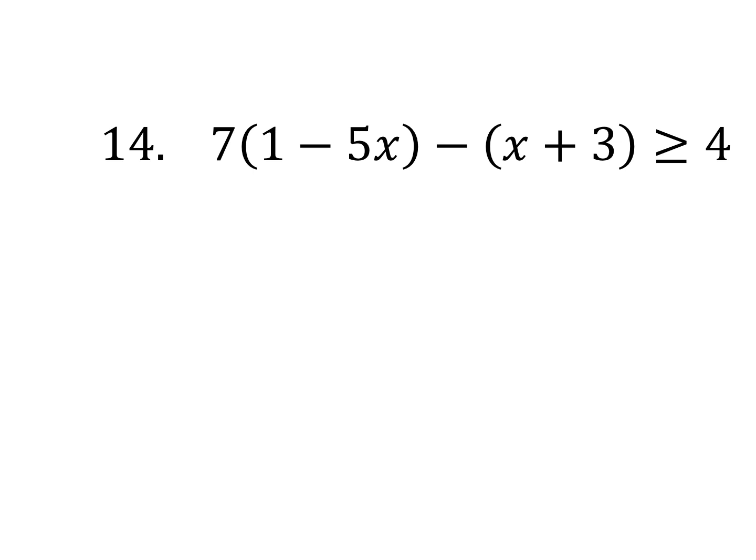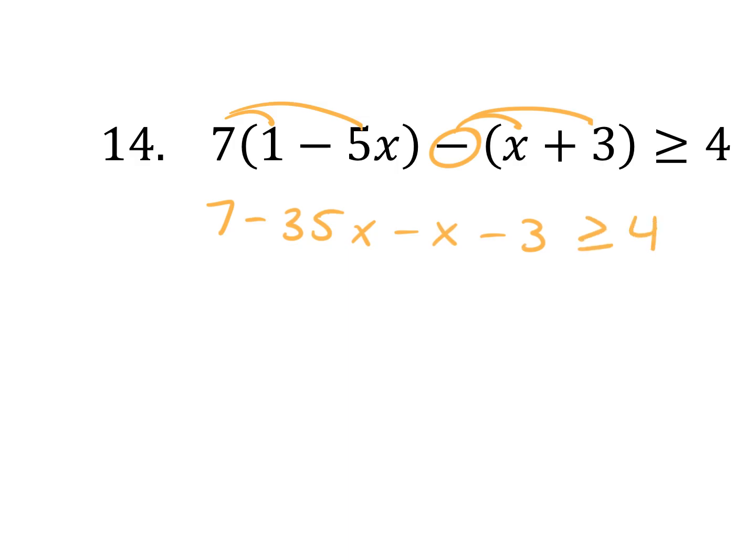What should we do first for 14? Let's distribute. So 7 gets distributed. What else gets distributed? The negative gets distributed too. So we have 7 minus 35x minus x minus 3 is greater than or equal to 4. So let's combine our like terms. So we have 7 minus 3 would be 4. And 35x minus 6x would be negative 36x. It's greater than or equal to 4.